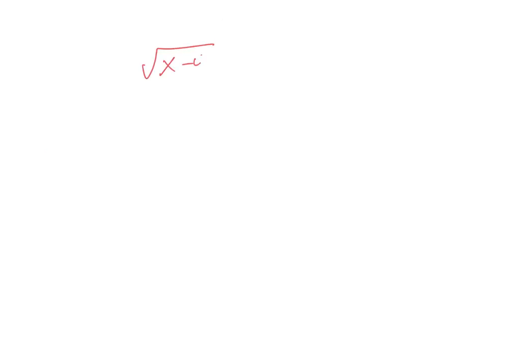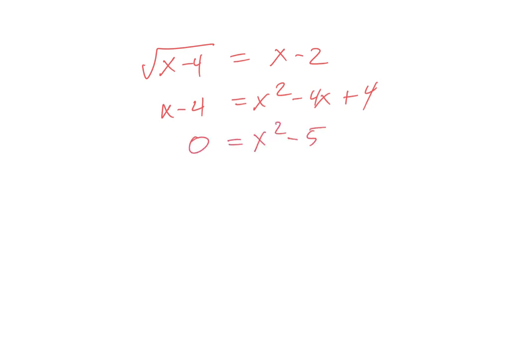Square root of x minus 4 equals x minus 2. x minus 4 equals x squared minus 4x plus 4. Add 4 to both sides. And subtract x, so 0 equals x squared minus 5x plus 8. There's a difference. All right. Do any two numbers multiply to 8 that add to 5? Nope. Then back to the quadratic formula.